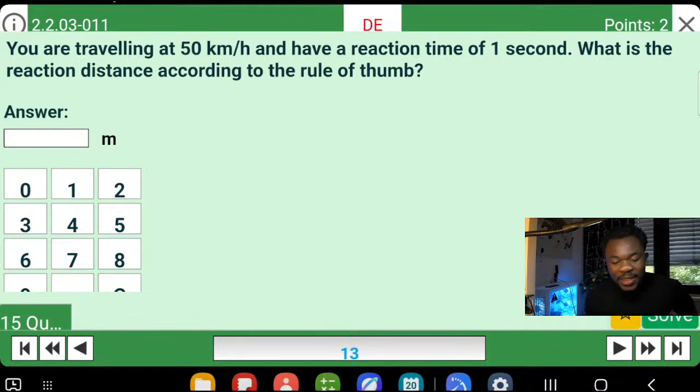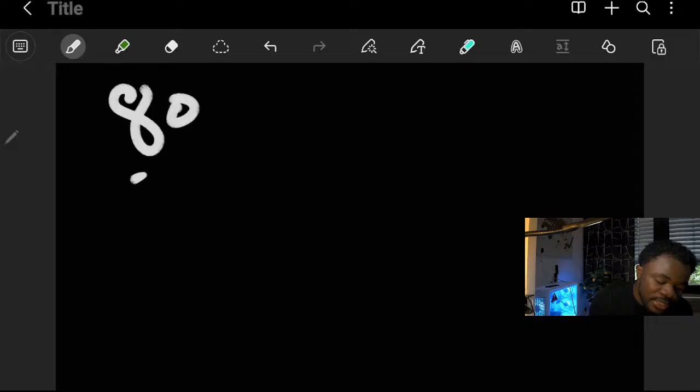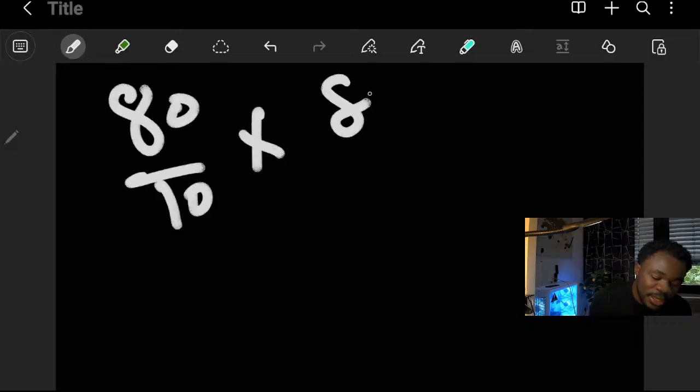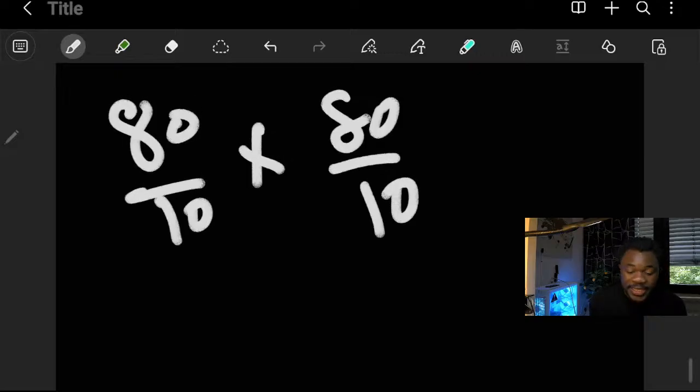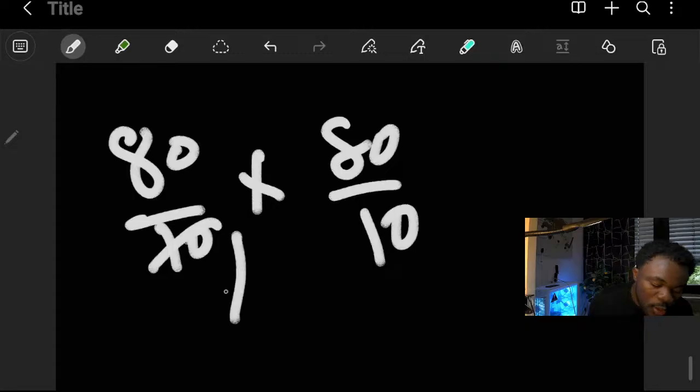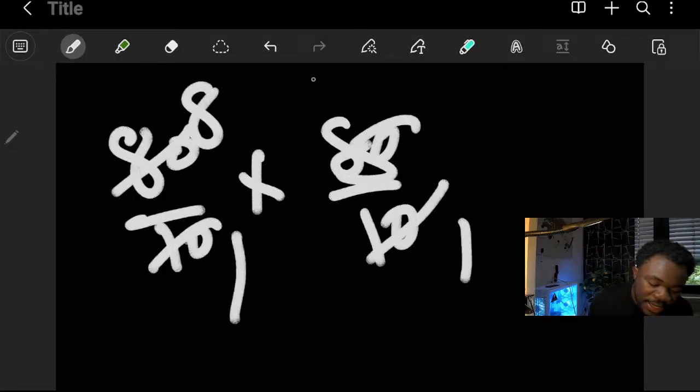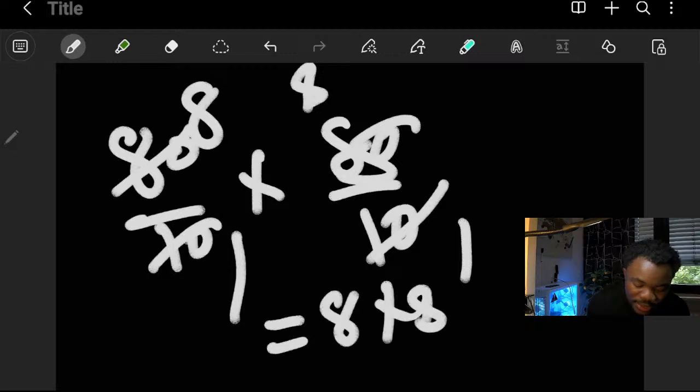Somebody says do 80 kilometers per hour. Let me do 80 kilometers per hour. That would simply be 80 divided by 10 times 80 divided by 10. So 10 goes here one time, 10 goes here 8 times. 10 here one time, 10 here 8 times. So what do we have here? We have 8 times 8. That's how you get your answer.